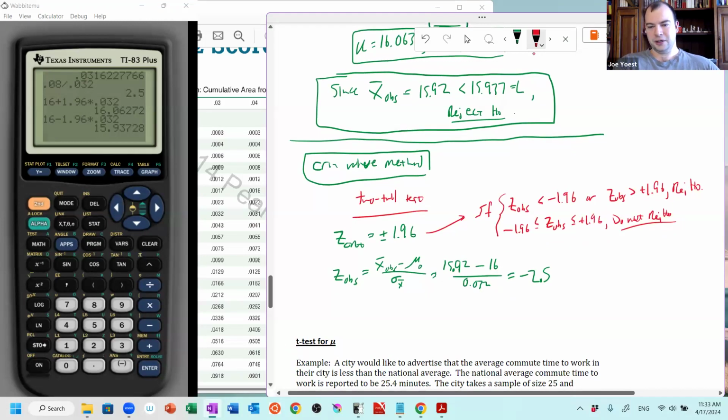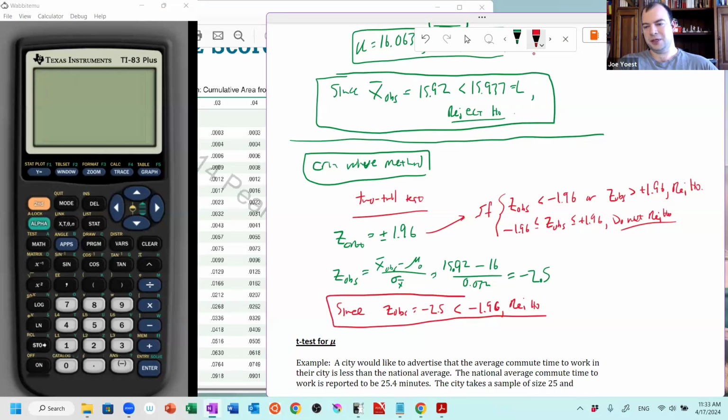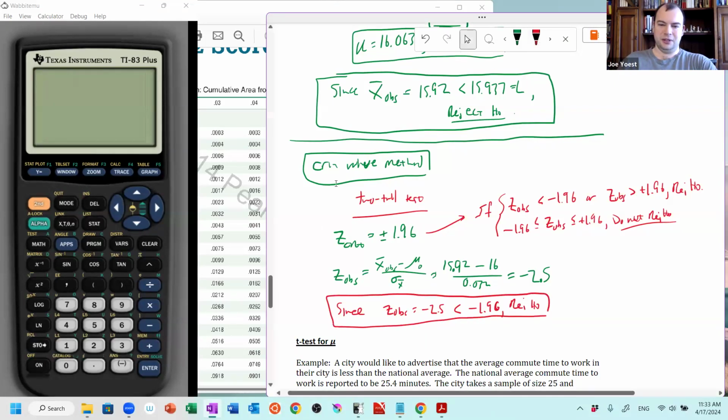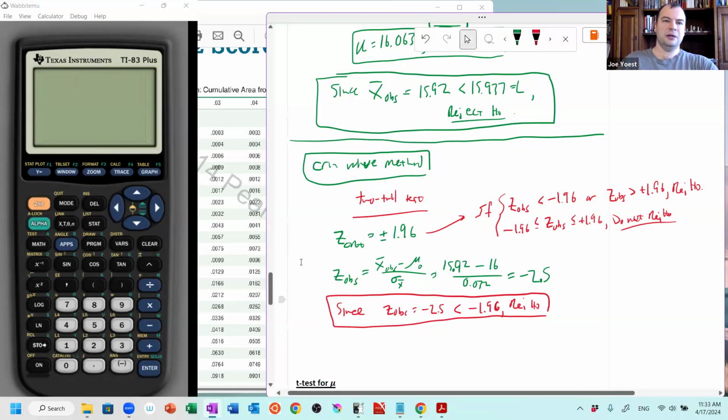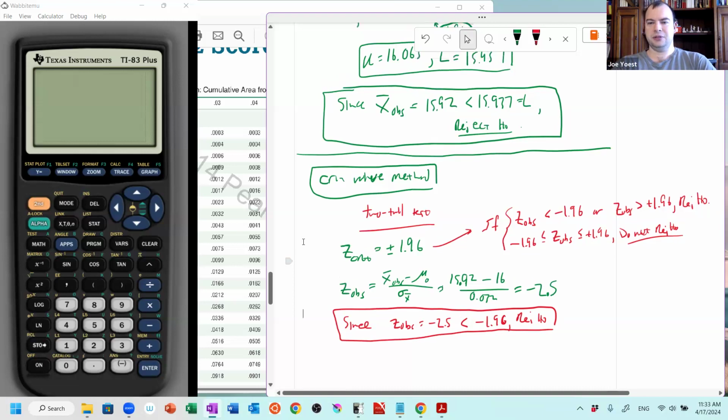And we can see clearly, since Z observed of negative 2.5 is indeed less than negative 1.96, we reject H naught in favor of H1. We conclude the mean fill volume is no longer 16 fluid ounces. We shut down the machine and recalibrate. Are there any questions so far?